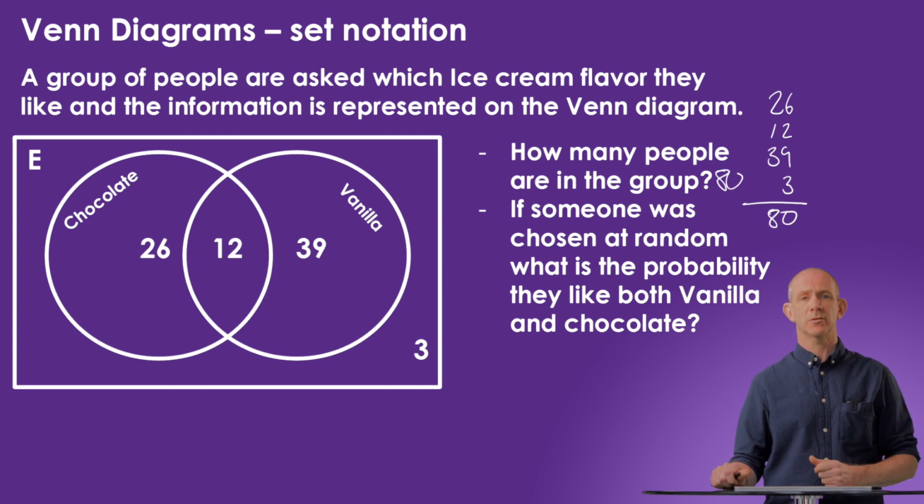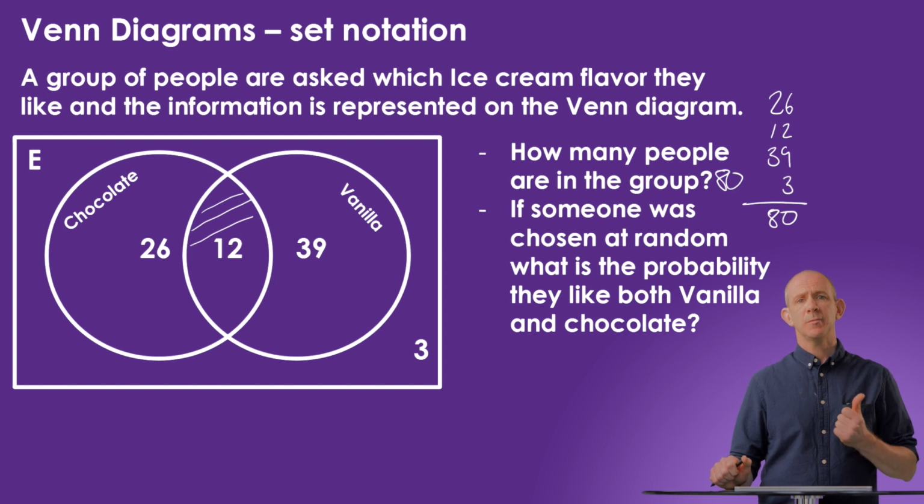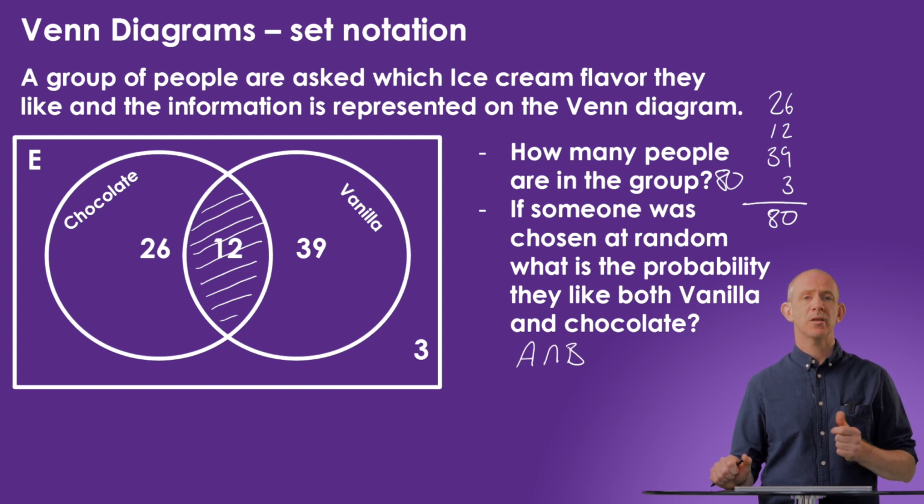people and their responses. We're then asked if someone was chosen at random, what is the probability they liked both vanilla and chocolate? This could be shown as the notation of the probability of A intersect B, which includes 12 people out of a total group of 80. So we can say the probability is 12 out of 80 they would like both.